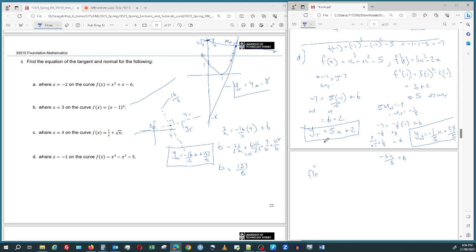And I'm going to go back to the first derivative, which was here. So 2 3s are 6x minus 2. 6x minus 2.